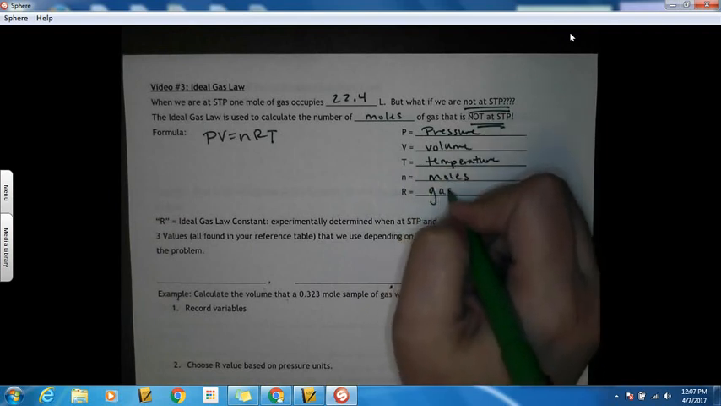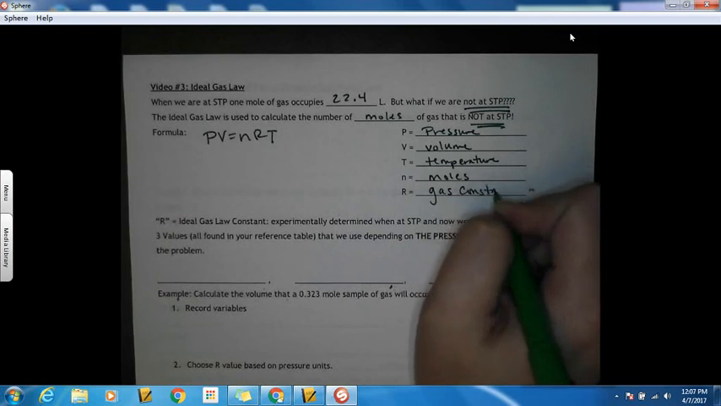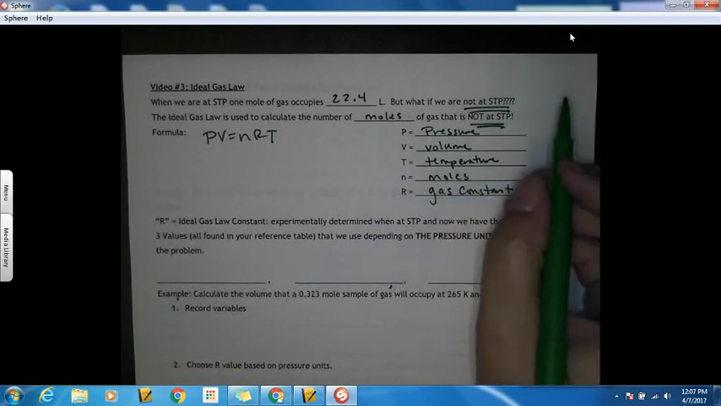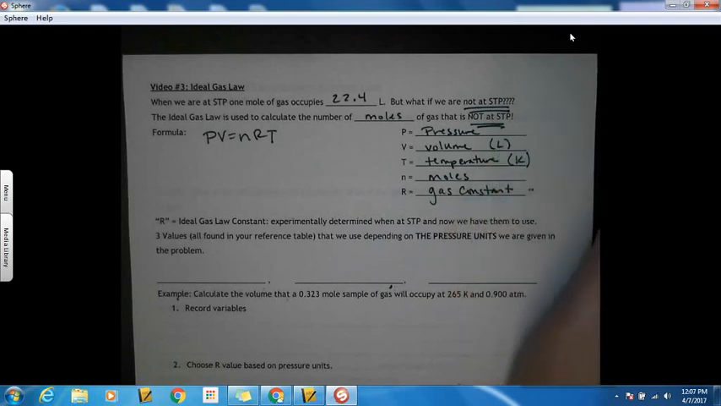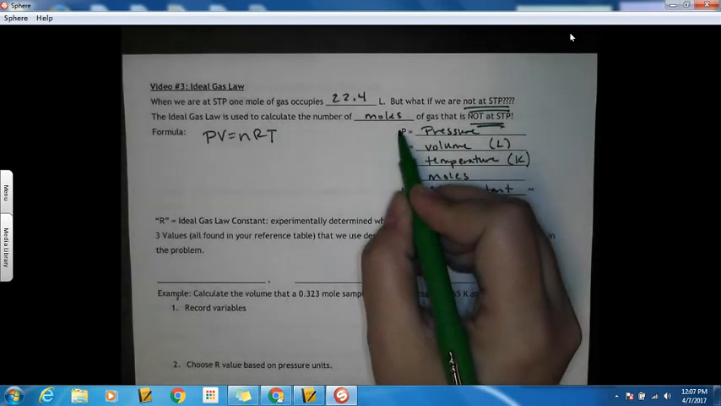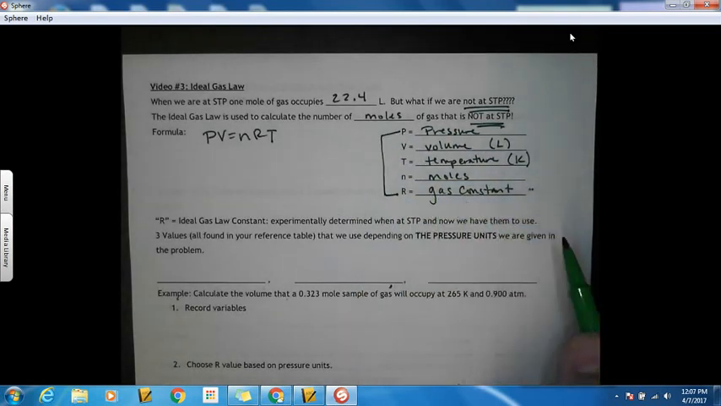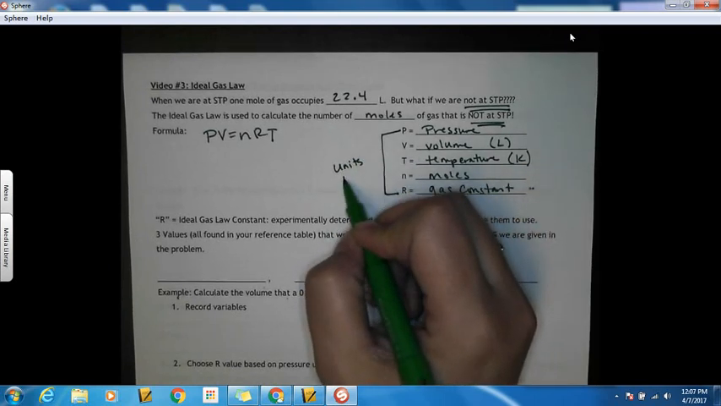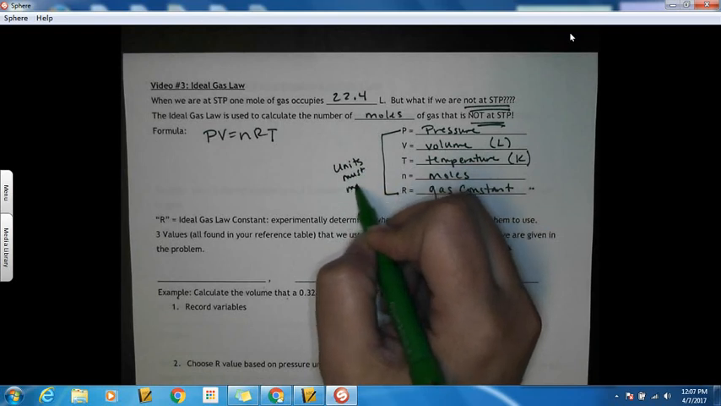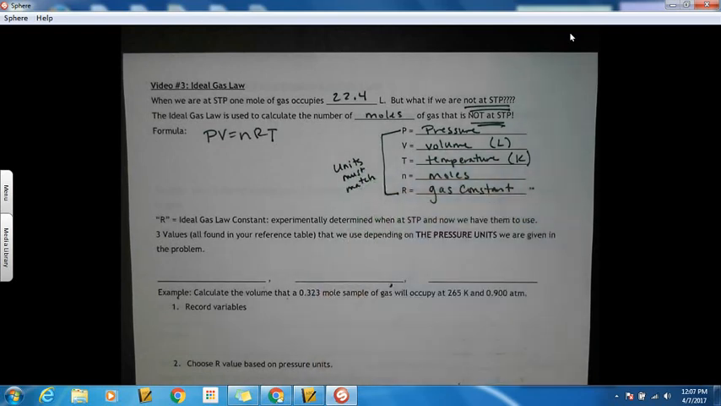Alright, so our volume must be in liters, and our temperature must be in Kelvin. And this has to do with our gas constants and the units that they're in. The other thing that's important is that our pressure unit and our gas constant must match. Right? These units must match. And we'll look at that here in a minute. The ideal gas law constant was experimentally determined at STP, and that's how we have to use them.